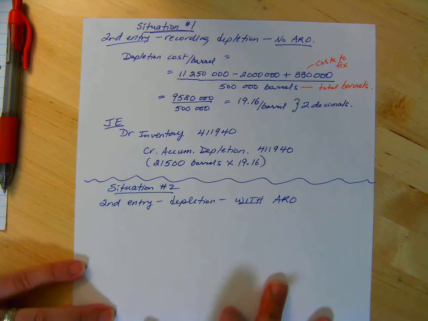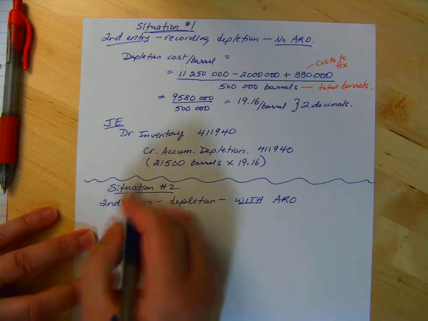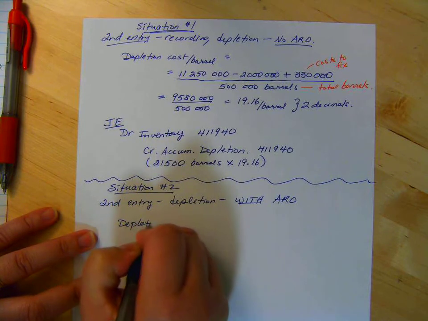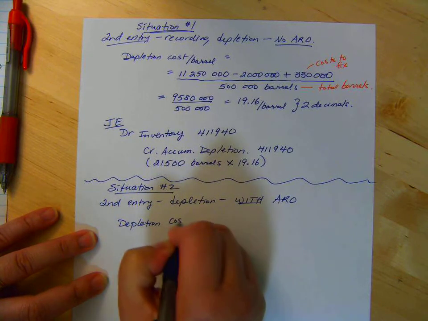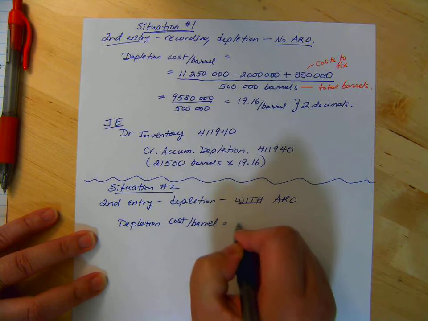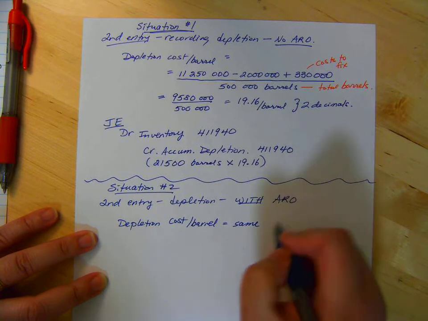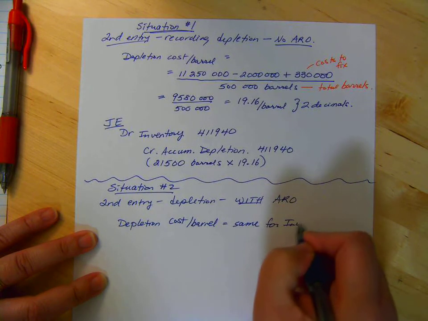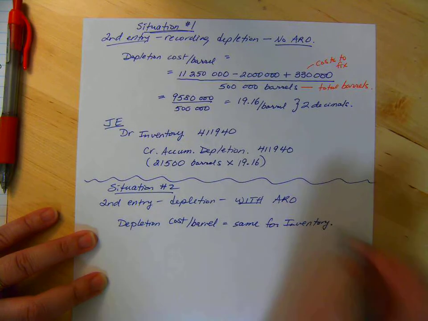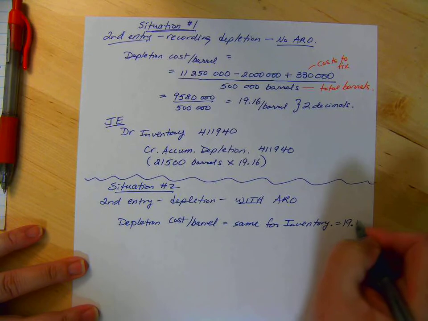Okay, so first of all, you start off, and the depletion cost per barrel is the same. And that's going to be the amount that goes into inventory. And then we'll split it up and I'll show you. Okay? So we know it's 19.16.